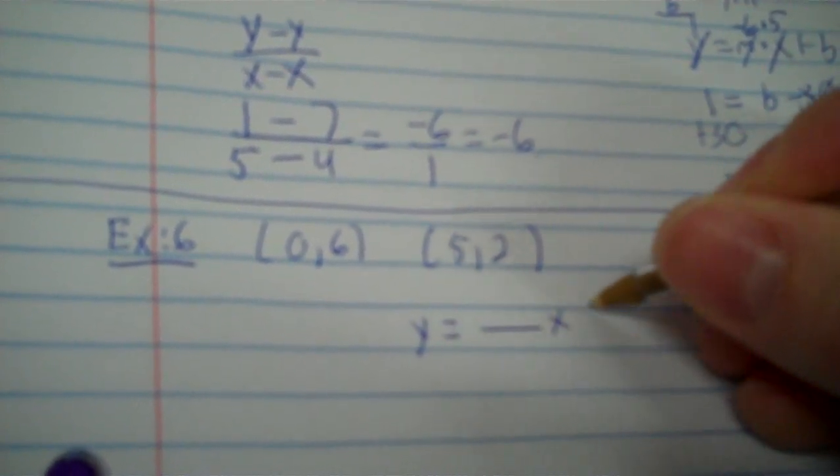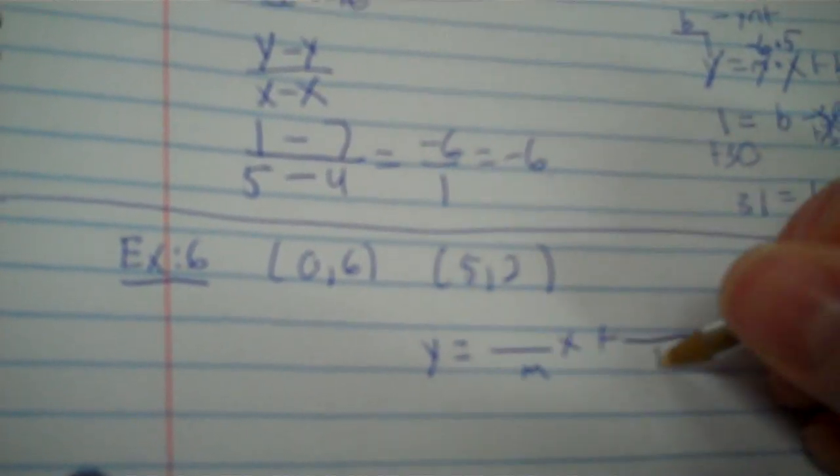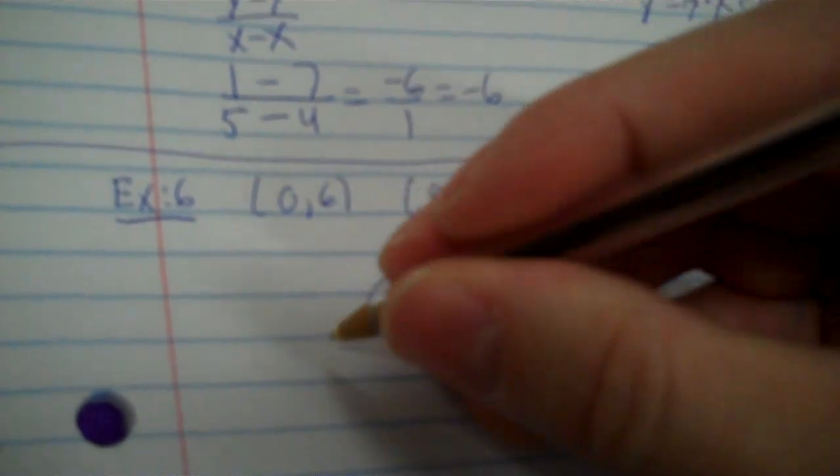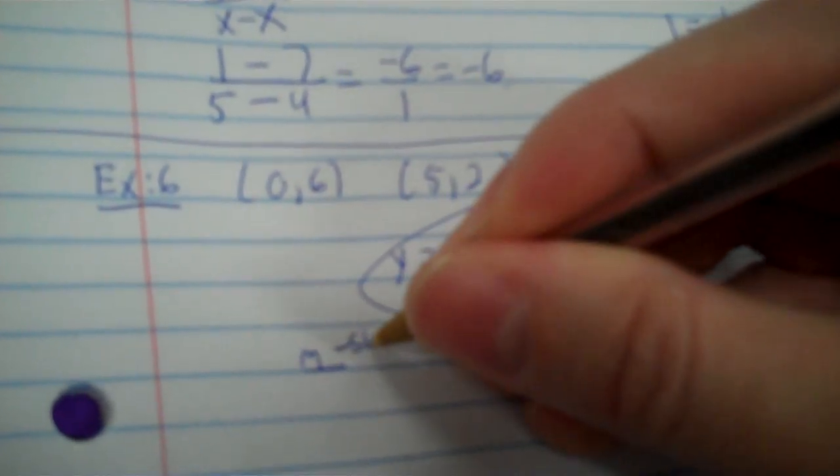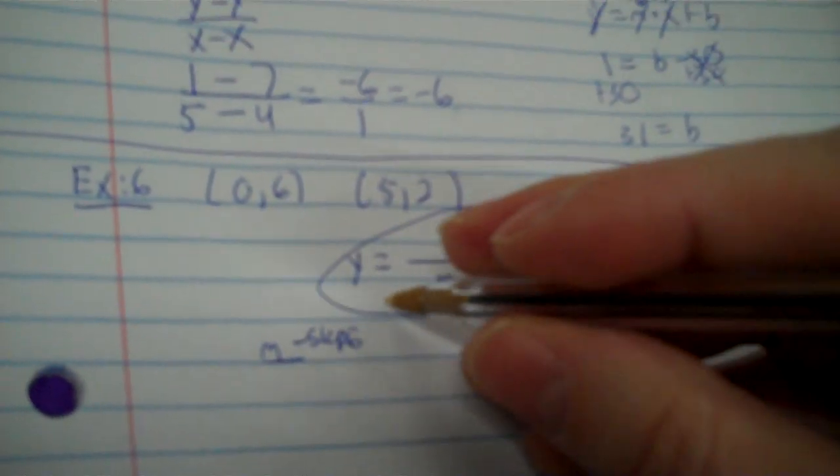Okay, example number 6. You've got 0, 6, and 5, 2. Remember, this is where the answer's at. We have to find our slope, because we don't have that, and our y-intercept. So the slope, y minus y, x minus x.